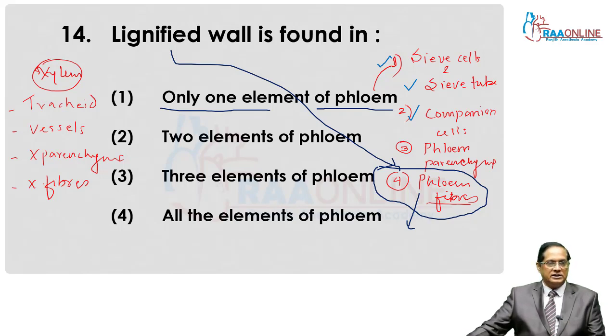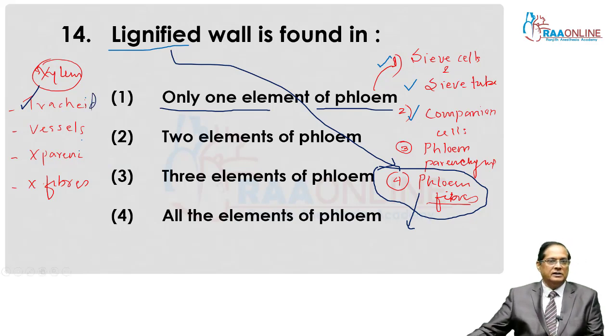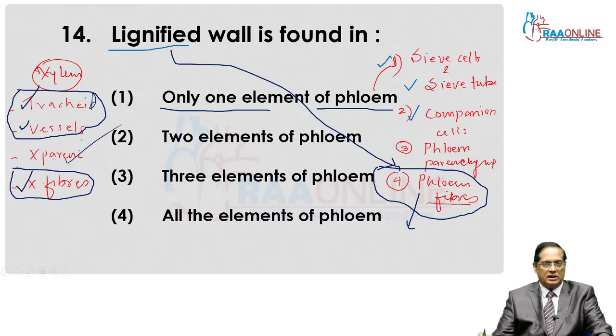In xylem, there are 3 dead elements: first tracheid, second vessels, third xylem fibers. These are the dead elements. Total 3 elements are dead. The only living element of xylem is xylem parenchyma.